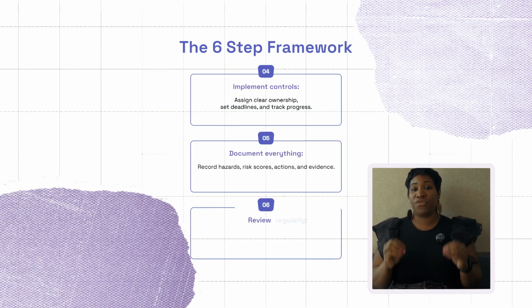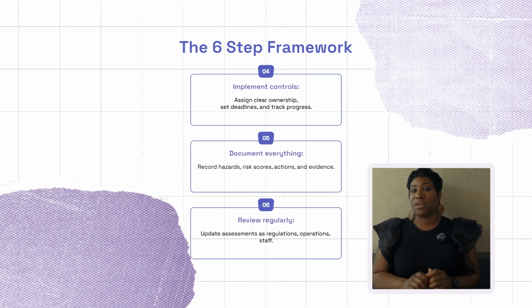Step 6, review regularly. A risk assessment is not a one-off event. Regulations change, your operations evolve, new hazards emerge, staff turnover. Your process needs to keep pace with all of that. Set a re-evaluation date, build in annual reviews as a minimum. Sooner if your operation changes significantly, or you take on new types of work, or new guidance comes out. That's the framework, 6 steps. And when you follow them consistently, compliance stops being stressful and starts being a genuine competitive advantage.